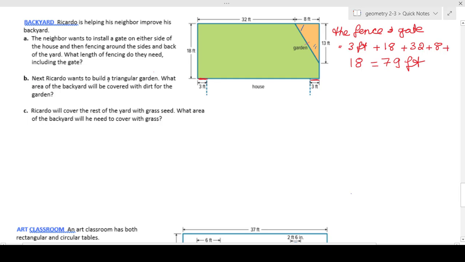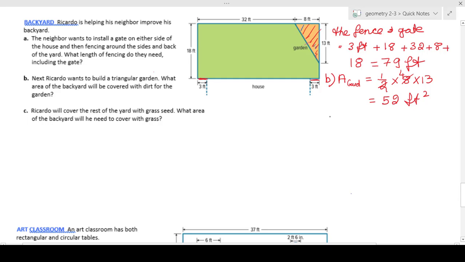Next, Ricardo wants to build a triangular garden. What area of the backyard will be covered with dirt for the garden? This is my triangular garden here. Now, this is number B. Now, we want to find the area of this triangle. So, the area of the triangle garden equals half base times height. Half multiplied by base, which is 8 feet, multiplied by 13. And this will give me 52 feet squared to be filled by dirt.